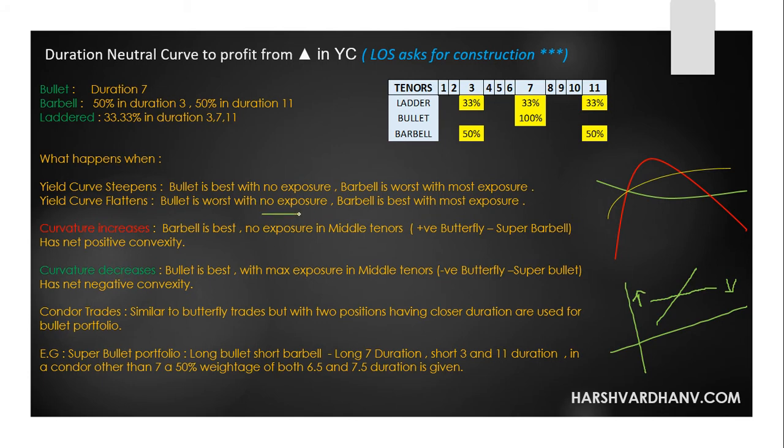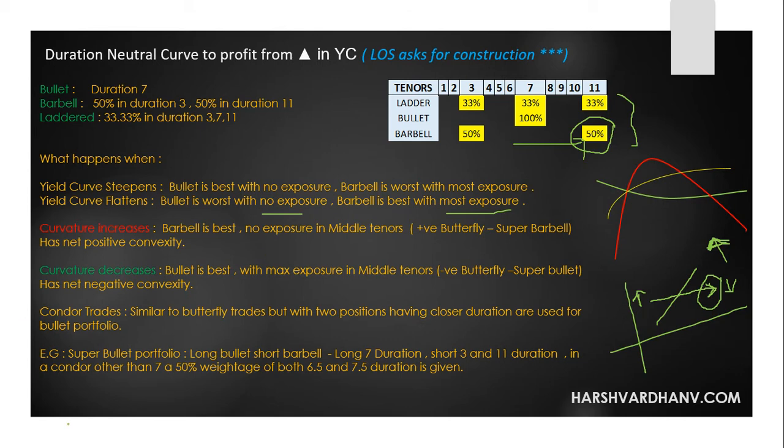So bullet is worst with no exposure because bullet is in the middle. It has no exposure, so it is worst. Now barbell is best with most exposure. Again, the opposite reason. Now the long term rates are going down. If the long term rates are going down, your portfolio value will go up because prices go up. Since the prices go up, you need to have exposure into that sector. Which portfolio has the maximum exposure in the long term? It is the barbell portfolio. If you see, all these points are interconnected.